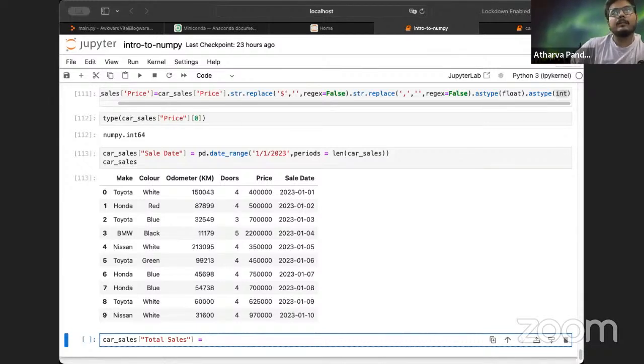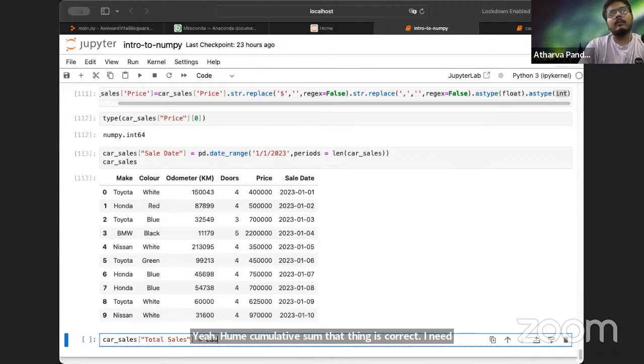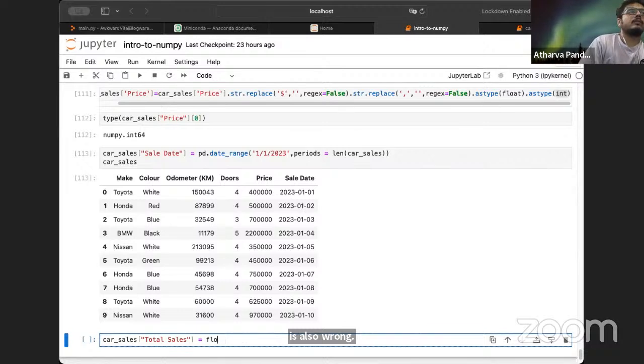Yeah, cumulative sum, that thing is correct. I need full syntax. Like, what should I type here? Just doing this does not give me anything. Just doing this is also wrong. Okay, this is wrong. So what should I type here?